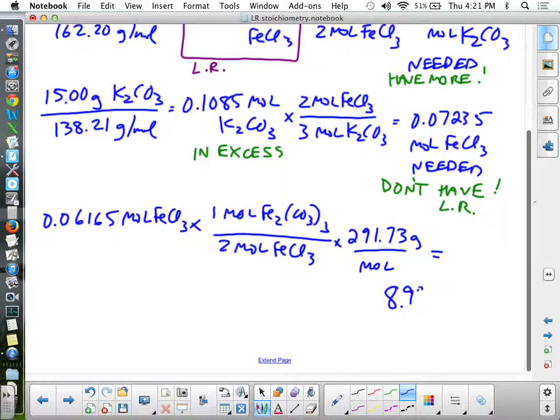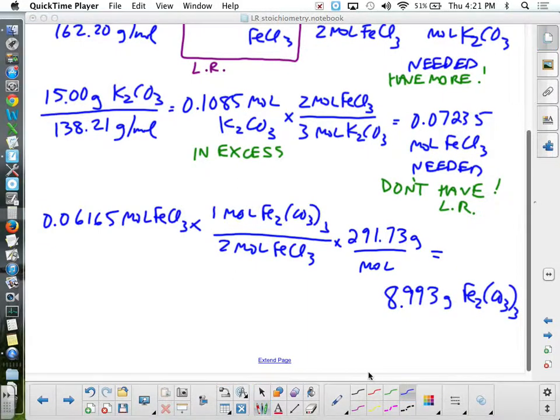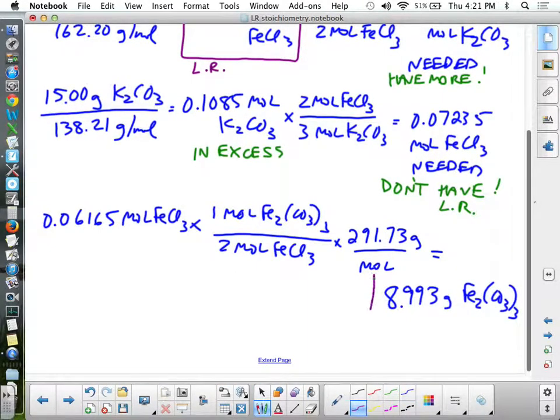to give me my theoretical yield, which is 8.993 grams of iron 3 carbonate. Put a box around that, and that is my theoretical yield.